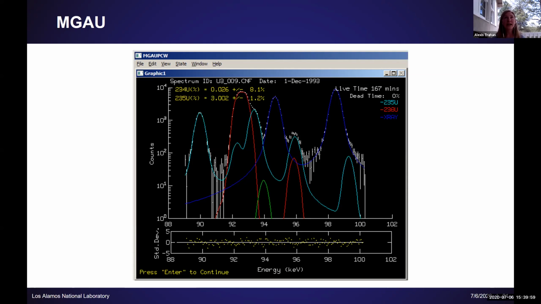And so neutron and gamma methods go very well together. The best case scenario is applying both measurement techniques, a gamma and a neutron technique, to get all the information that you need about some sample you're measuring.